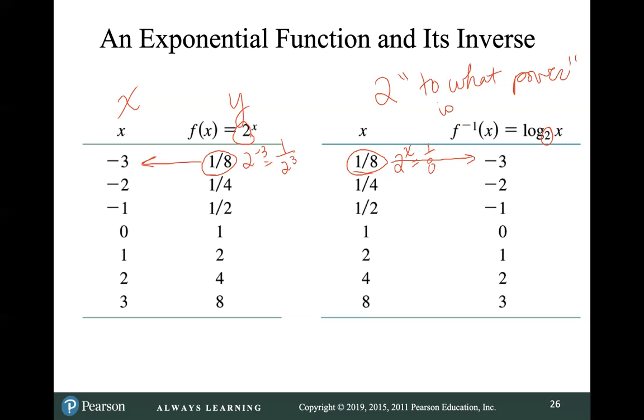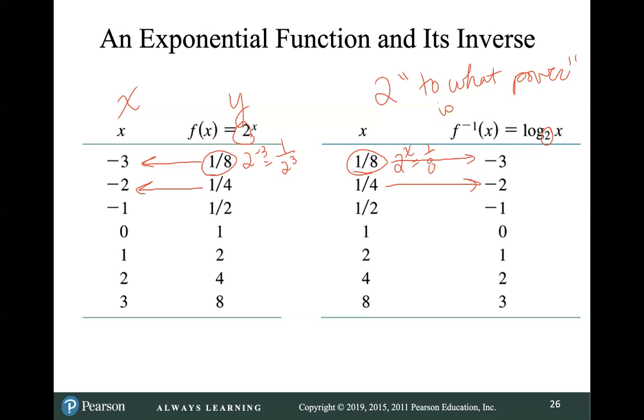2 to what power gives me 1/4? Well, again, it's going to be negative because it's a fraction, and 2 squared is 4, so it's going to be -2. 1/4, -2. So notice we're doing all of these backwards. If I take an x, now I'm spitting out the original x. I'm going backwards. The x and the y have switched roles, and that's what makes this an inverse, okay?